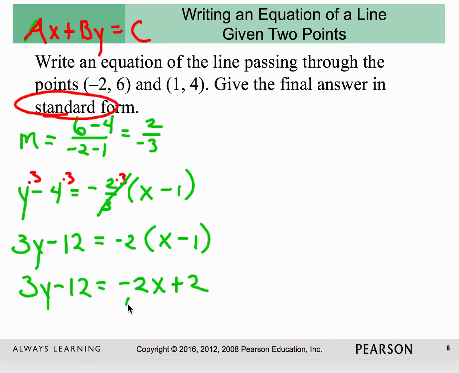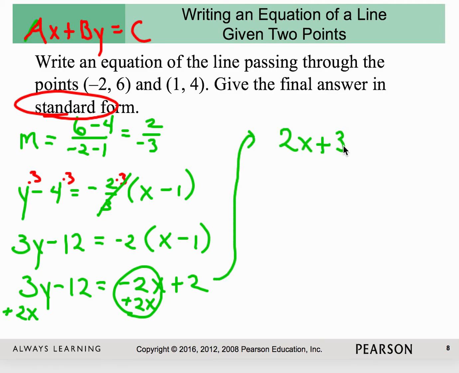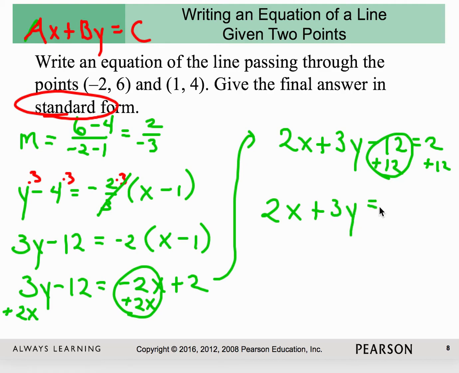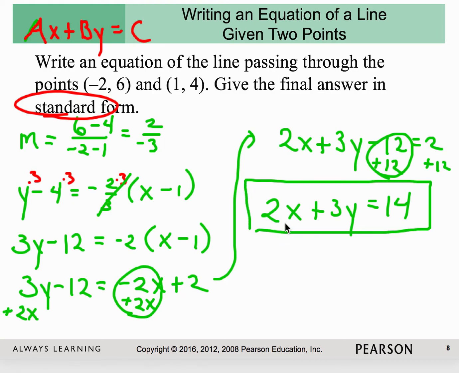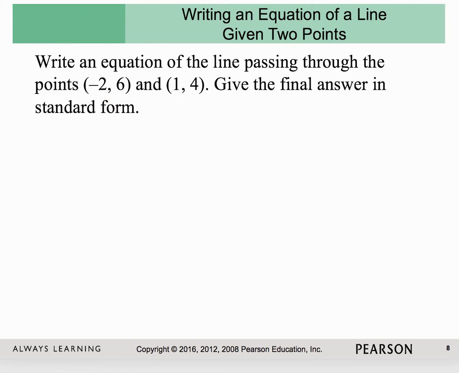So I'm going to move my x over. Which will give me 2x plus 3y minus 12 equals 2. And then move the constants to the other side. So 2x plus 3y equals 14. So that's standard form. Now, if we wanted slope-intercept form, remember we would solve for y and have y equals. That's what the test is going to ask you to do on every one.